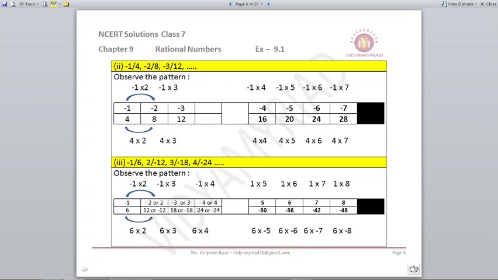Denominator is the table of 6. 6 2s are, 6 3s are, 6 4s are. So now we will write it with 6 into minus 5, 6 into minus 6, 6 into minus 7, 6 into minus 8. So your fraction is 5 upon minus 30, 6 upon minus 36, 7 upon minus 42, 8 upon minus 48.